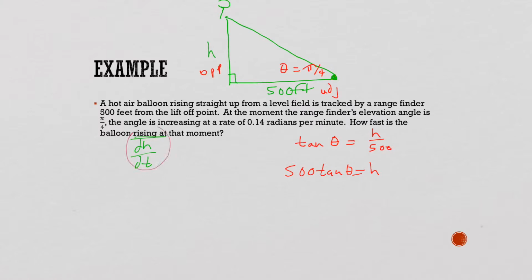Well, I want to find dh/dt. So, to get dh/dt, I take the derivative. The derivative of h is dh/dt. The derivative of 500 tan theta is 500 times the derivative of tangent, which is secant squared.